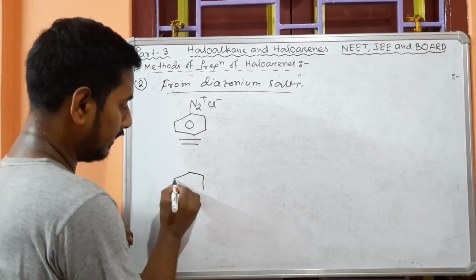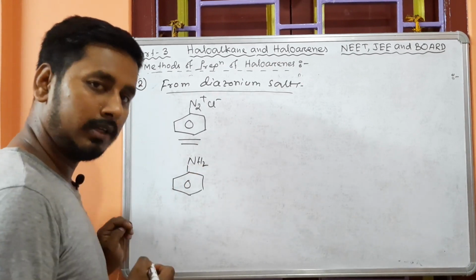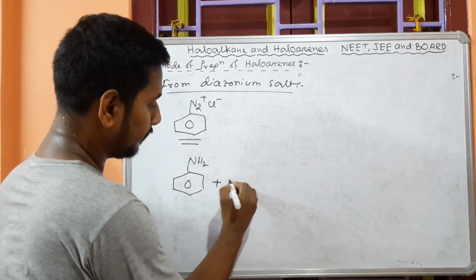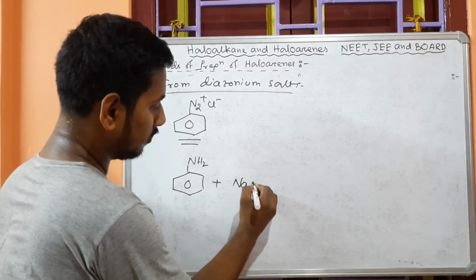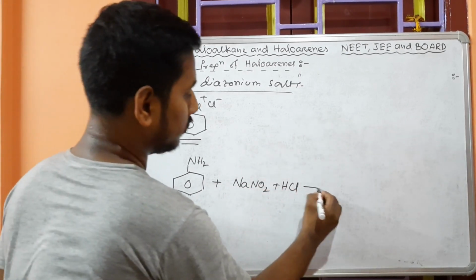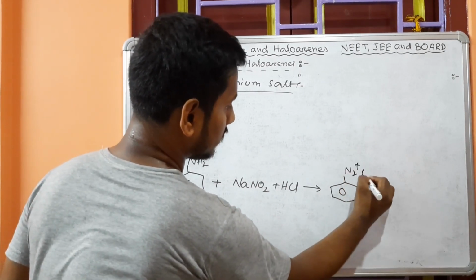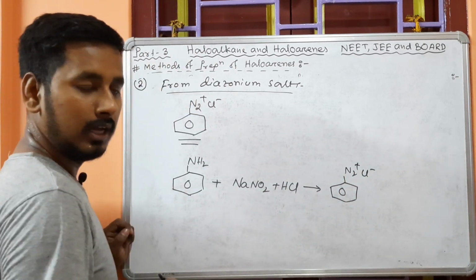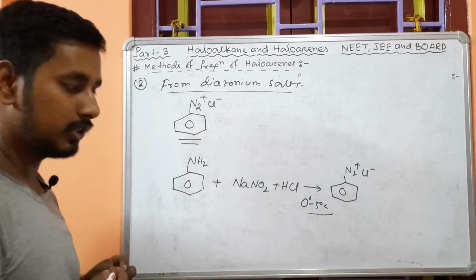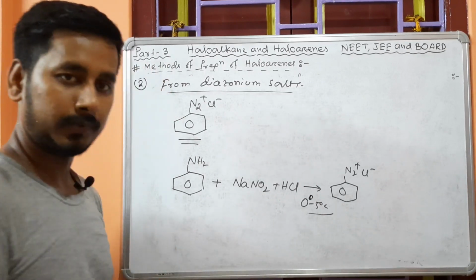Say you have aniline, this is your benzene, and if you give NH2 here, then it is aniline. And in aniline, if you give NaNO2 plus HCl, then you get benzene diazonium chloride, N2+ Cl−. Here in this reaction, the temperature should be 0 to 5 degree centigrade. You have to remember this thing.